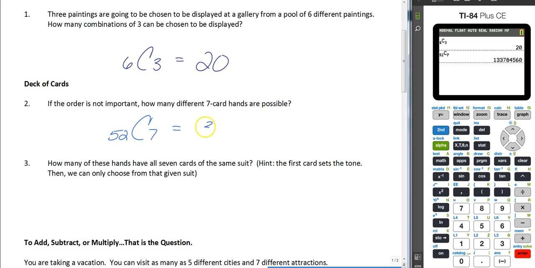We have 133,784,560 different ways to have a 7-card hand when we're playing poker. Okay, so how many of these hands have all 7 cards of the same suit? That is extremely complicated because we have to remember that there's only 13 cards of a suit.